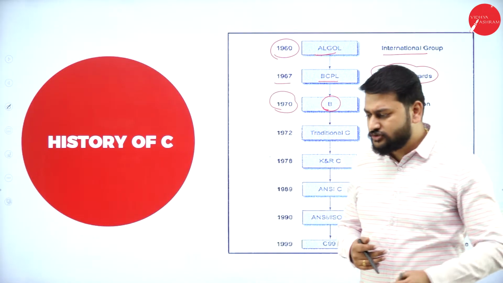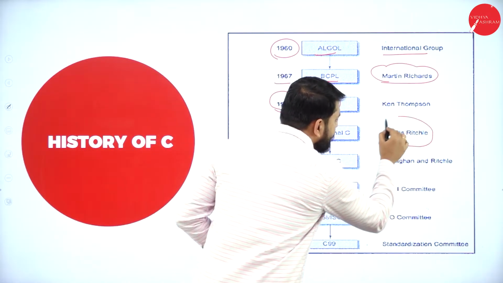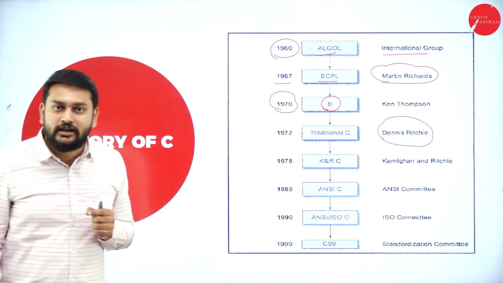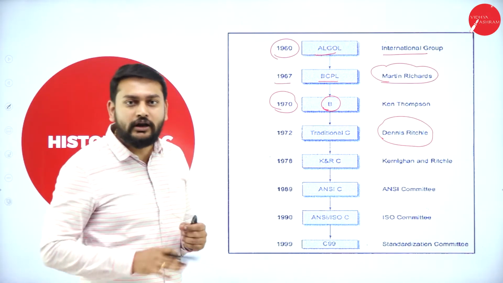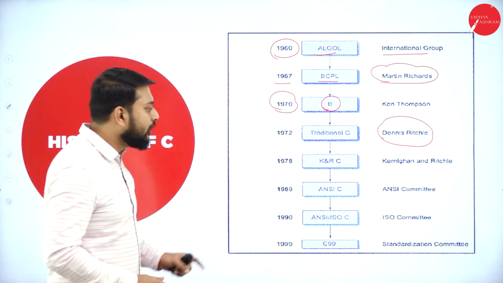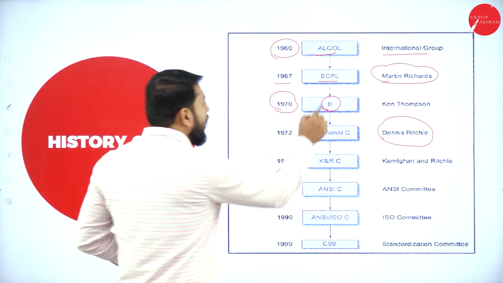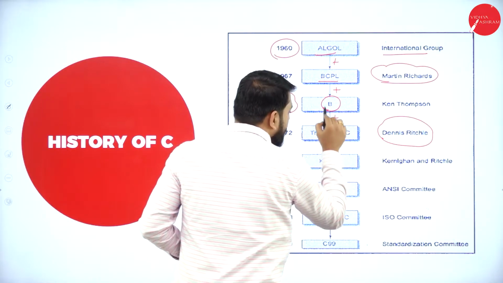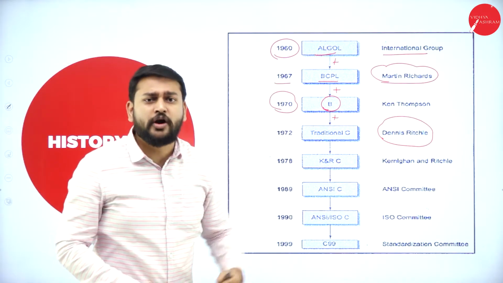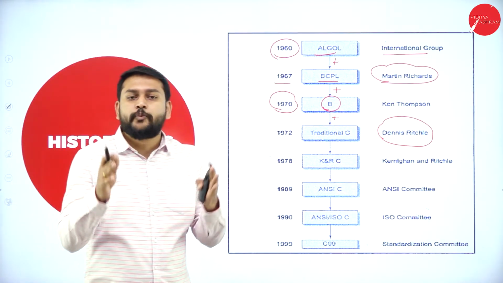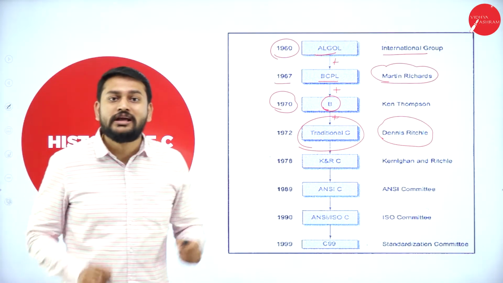So at one point of time, Dennis Ritchie, the person we call the father of C programming, at Bell Laboratory in the year 1972, the most important thing, using ALGOL plus BCPL plus B as the reference concept, introduced a programming language called traditional C.